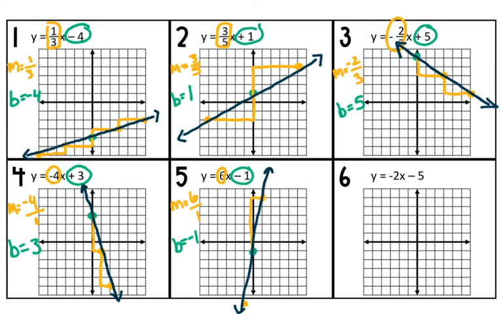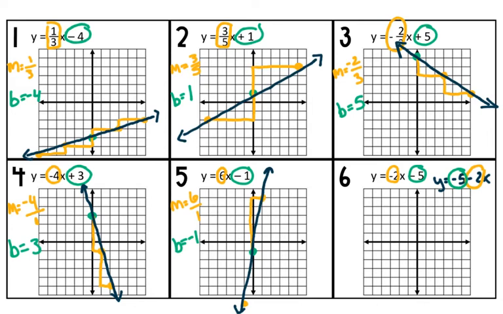I do want to point out that sometimes we can have equations that look like this. Notice that it's written in kind of the opposite order, so you still have to recognize that the slope will always be the coefficient in front of x, and the y-intercept is always going to be the constant. So it works the same way no matter which way it's written, and sometimes you'll see that.